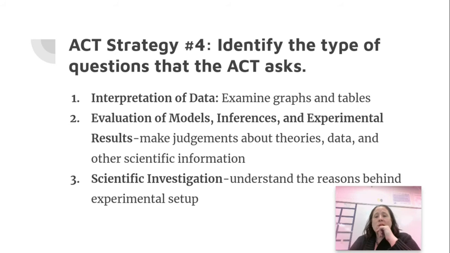All right, the next strategy is to identify the type of questions that the ACT asks. So within all of these passages, there's going to be different types of questions. One is the interpretation of data. We've already kind of talked about that. If it is interpreting data, it's going to ask you to interpret a graph, a table, that kind of thing. The second type is the evaluation of models, inferences, and experimental results. And that means that you're going to make judgments about theories, data, and other scientific information. And then lastly, scientific investigation. That's going to be, can you understand the reasons or the why behind the experimental setup?